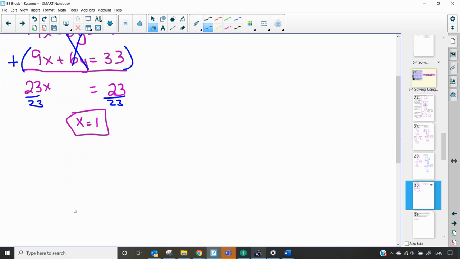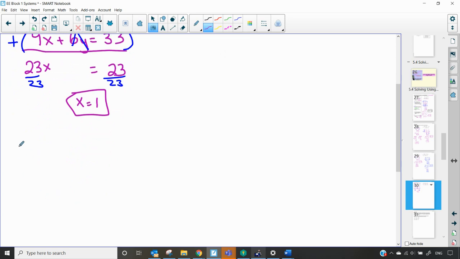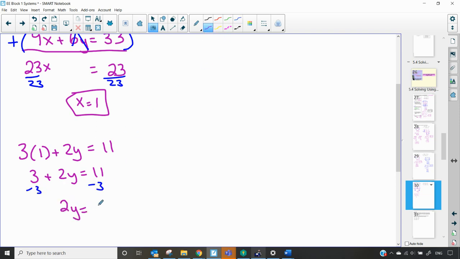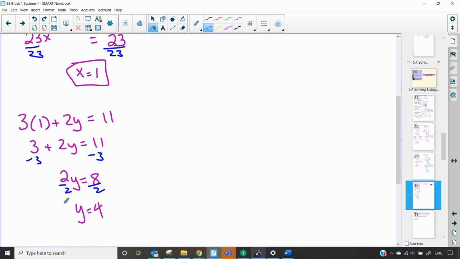Again, you're going to choose which equation to sub into. I chose to sub into the second one. So I'm going to have 3 times 1 plus 2y equals 11. So 3 plus 2y equals 11. 11 take away 3 is 8. So I'm going to have 2y equals 8. Divide by 2, and y equals 4. Again, you're going to write your final solution is 1, 4.